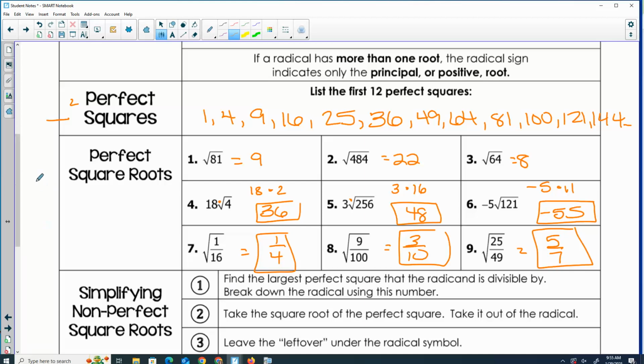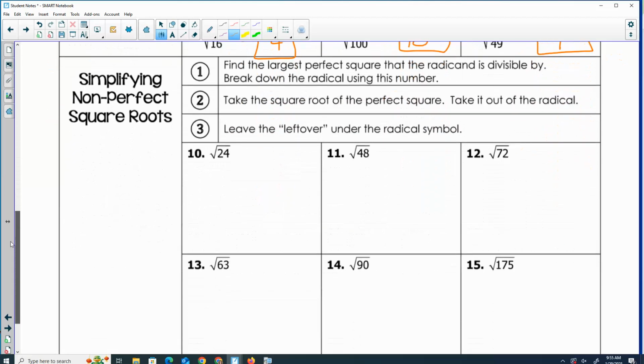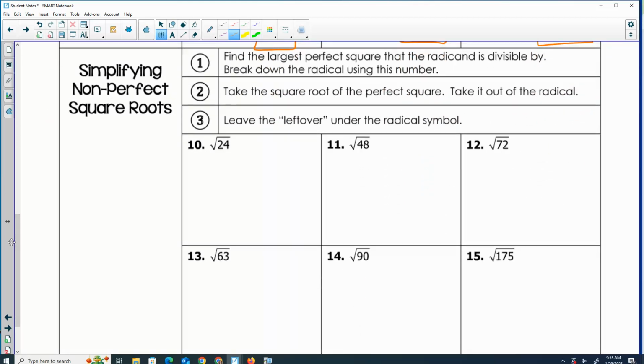If it is not a perfect square, we are going to reduce it. So we do not want to just give a decimal answer. We are going to find a perfect square that goes into our number, so that divides it evenly. And then we are going to take it out of the radical and reduce.